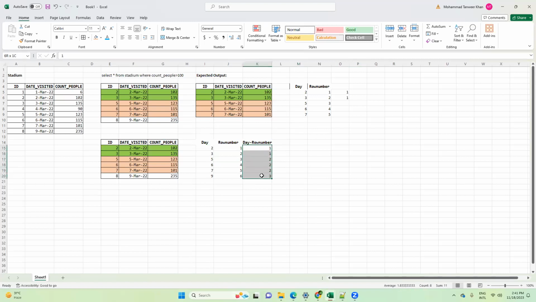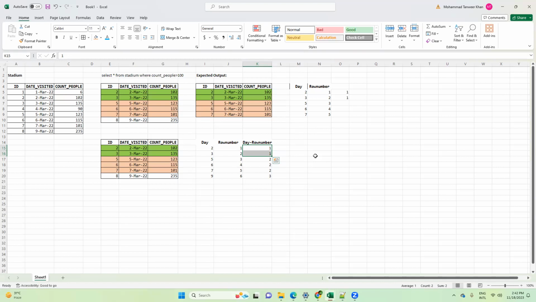Now, if you will closely observe this, what is happening here? Why is this constant? Can anyone explain me this? This difference, why is this constant? One only. Because there is a difference of 1 day only between 2nd of March and 3rd of March. Okay, good. Any other thought? Anyone? Because the difference in number of days is equal to difference in row number. Good, consecutive wise.